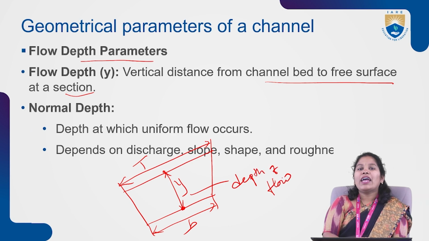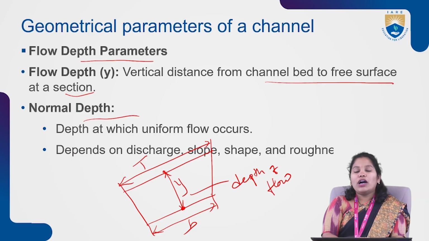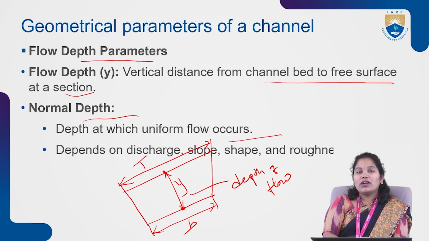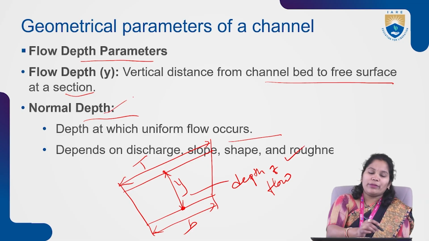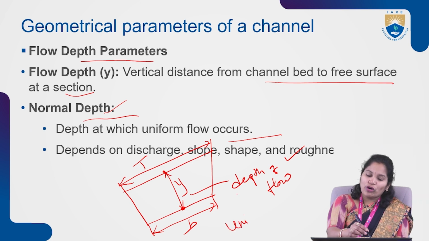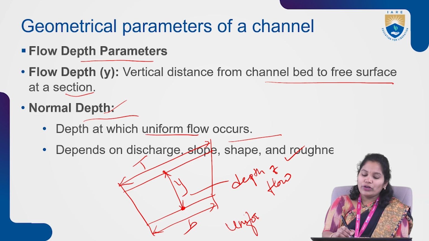Next, normal depth. What is normal depth? It is the depth at which uniform flow occurs, and it mainly depends upon discharge, slope, shape and roughness. All these things are needed to calculate the normal depth. We calculate normal depth when the flow is uniform.